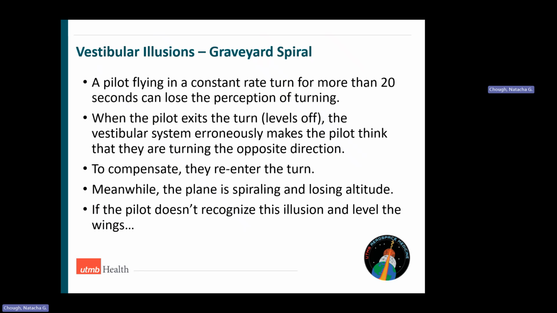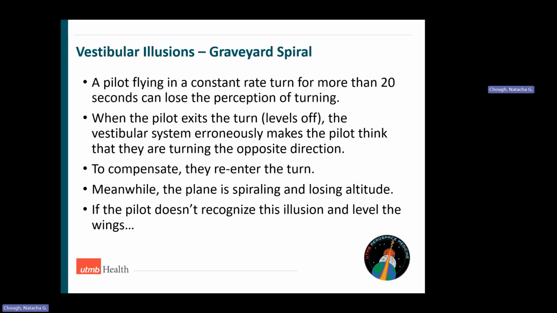First, we will discuss the graveyard spiral. The graveyard spiral is a somatogyral illusion caused by the semicircular canals. Imagine a pilot in poor weather conditions so they cannot rely on visual cues. The graveyard spiral occurs when the pilot is turning at a constant rate for more than 20 seconds. The vestibular system reacts to changes in direction.